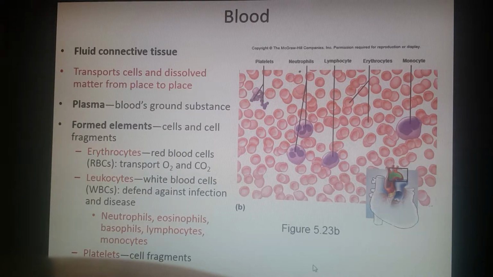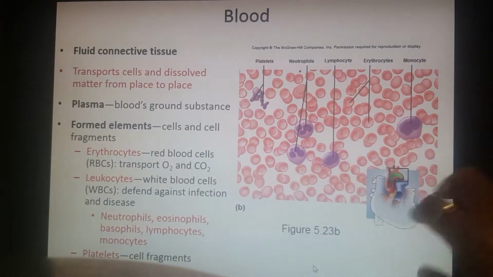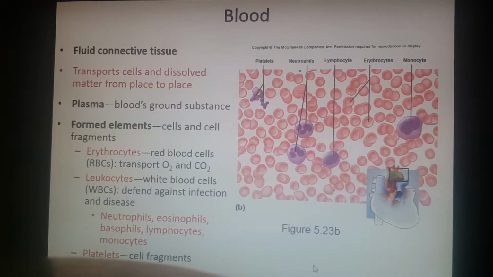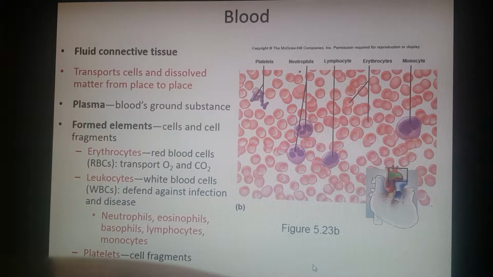So in blood, the ground substance is, again, plasma. So it's the kind of more space in between all your cells. The other part of blood are called your formed elements. So these are the solid structures within this blood tissue, connective tissue type. So you have three major categories of formed elements.